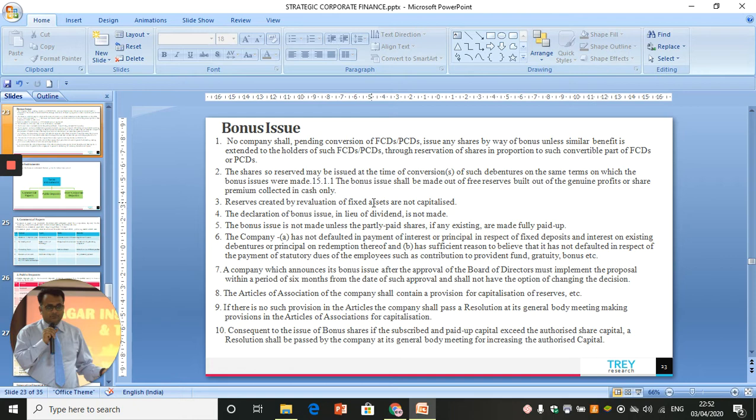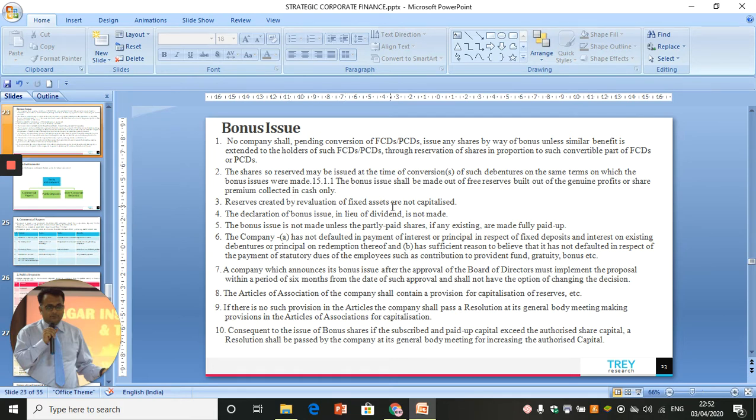Reserves created by revaluation of fixed assets are not capitalized. So any reserve which is created by revaluation cannot be used to issue bonus shares. This is a very big thing, because when you go into the history of finance, there have been many frauds. There has been a lot of fraud when revaluation reserves have been converted into bonus shares. That is why this law has come.